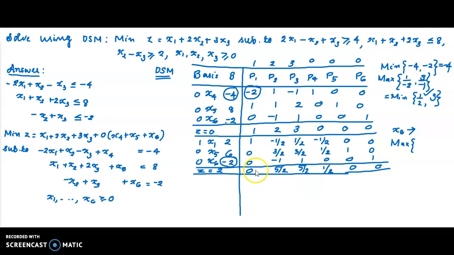This is 0 corresponding to the first 0. Here we have the last row, 5 by 2 divided by minus 1. Net evaluation 5 by 2 divided by the selected row entry, the last row entry, minus 1. Then 5 by 2 divided by 1.